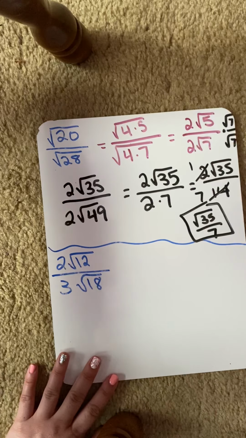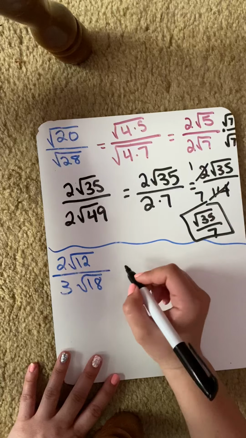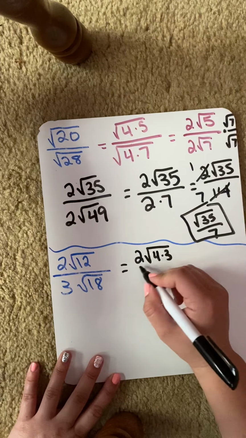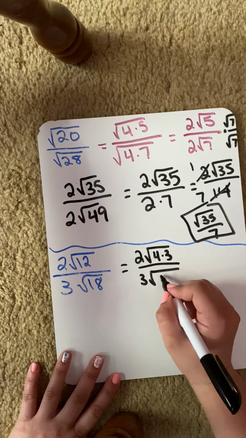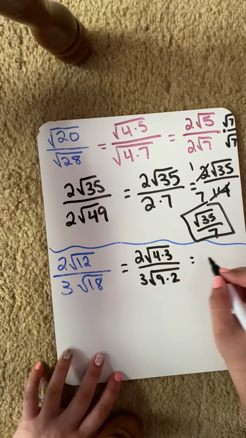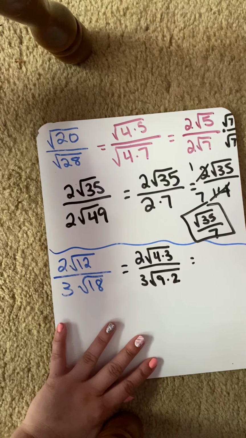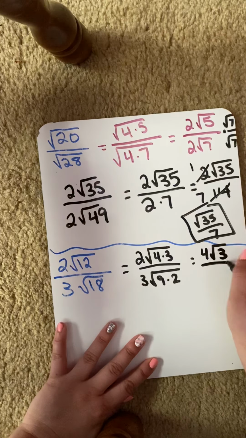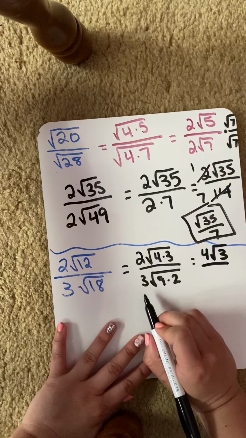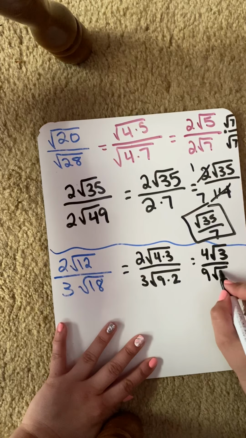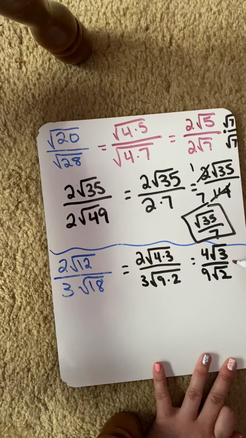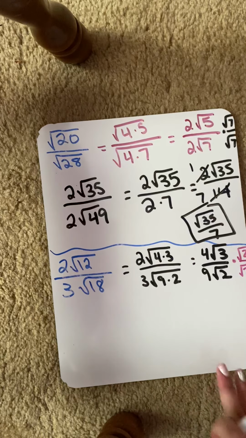Lastly, we can simplify the square root of 12 and square root of 18 before we start. Square root of 12 is the square root of 4 times 3. Square root of 18 is the square root of 9 times 2. So we bring out the square root of 4, so we have 2 times 2, which gives us 4 root 3. Take out the square root of 9, which is 3, so we have 3 times 3 is 9 times the square root of 2. And then we're going to multiply by the square root on the bottom. So the square root of 2 over the square root of 2.